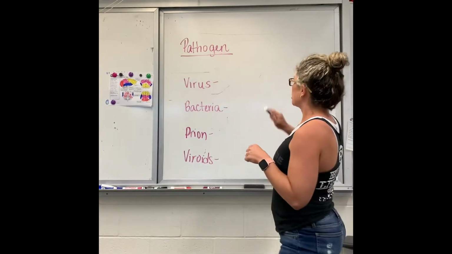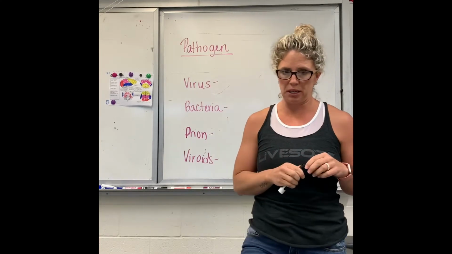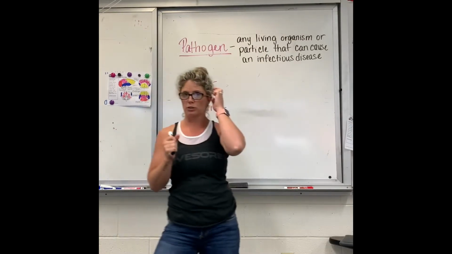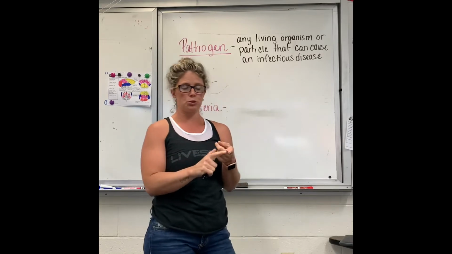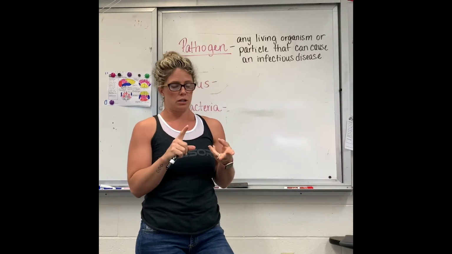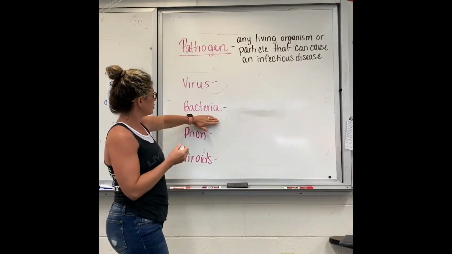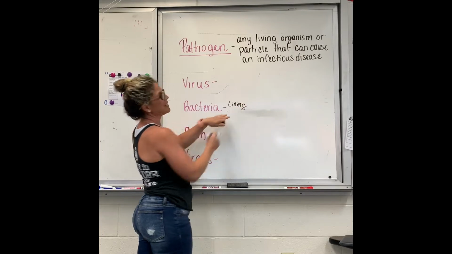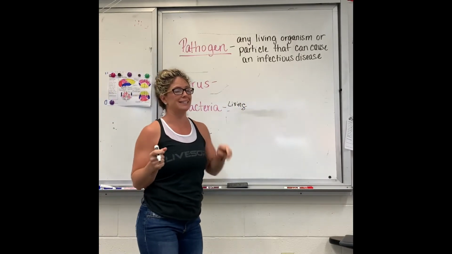So I'm going to start with the word pathogen. Everybody knows that a pathogen is, based on the definition in the book, any living organism or a particle. Remember earlier in the school year we had the 9 characteristics of life: reproduce on your own, use energy and nutrients, grow and develop. And so bacteria is a living thing because it has the characteristics of life. We also know that the smallest unit of a living thing is a cell.